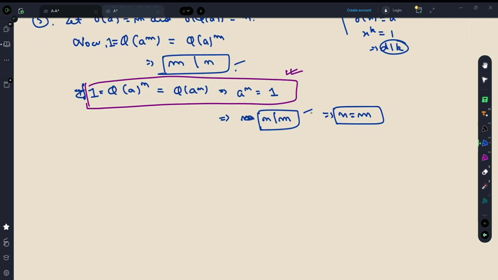Okay. Now 6 and 7 directly follow from the first 5 observations, right? See, x to the power k equals b. This implies phi of x to the power k equals phi of b.